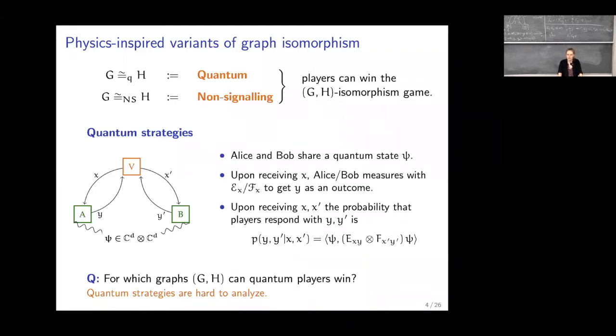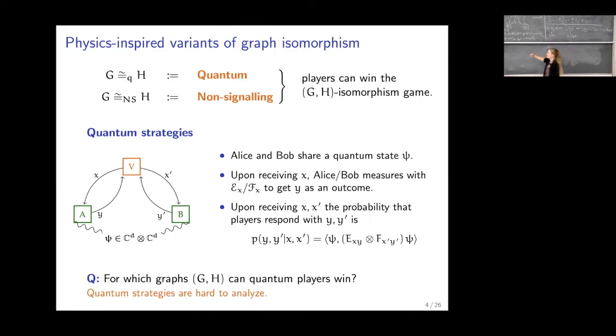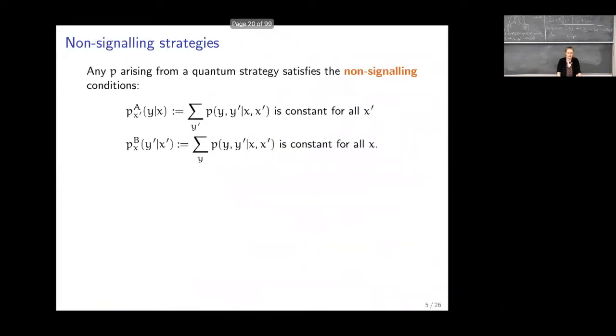Now, one common relaxation that people in the quantum community look at to overcome this difficulty is the so-called non-signaling strategies. If you have some quantum strategy, so you have this triple, and you think about this joint conditional probability distribution P, then it turns out that it always satisfies the so-called non-signaling conditions. The non-signaling conditions say that if you fix y and x and take a sum over y prime, then this is constant for all values of x prime.